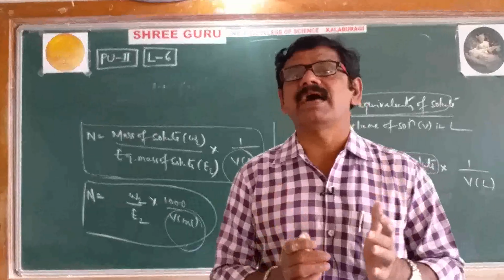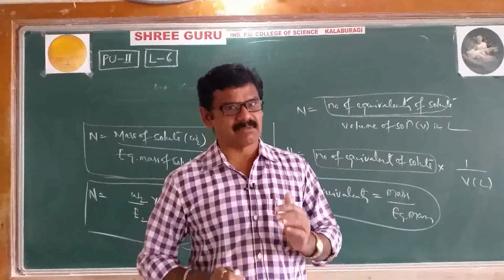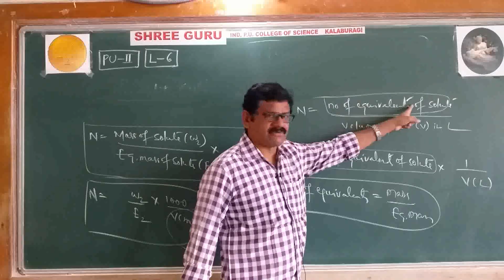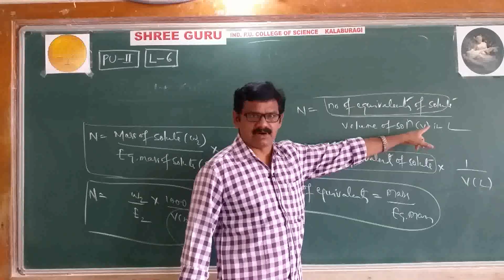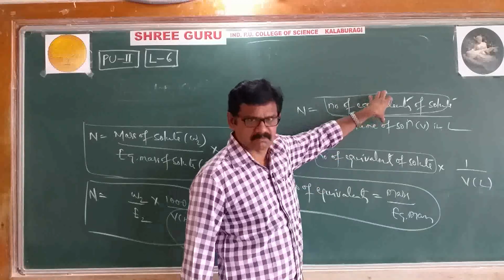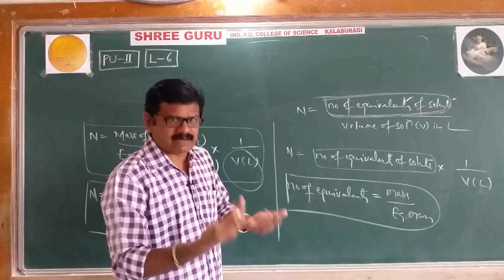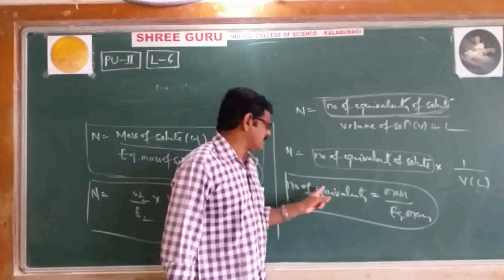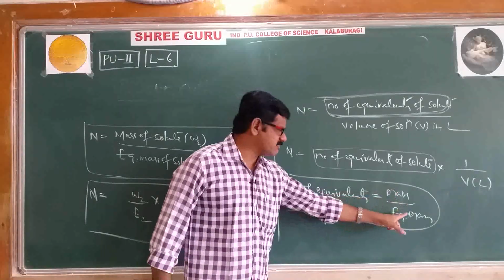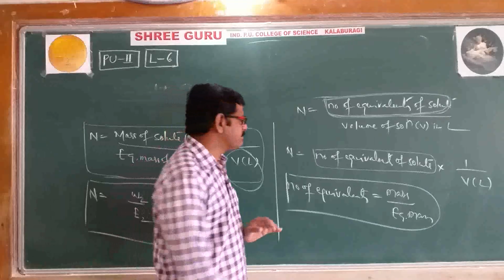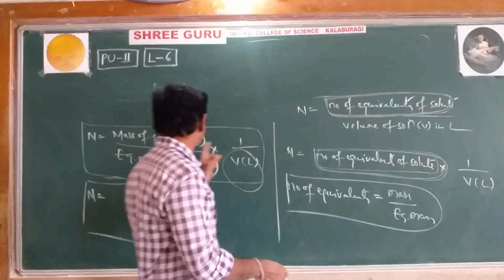Okay, once again, what is the definition of normality? Number of equivalents of solute present in 1 liter of solution is called normality. That's why it is number of equivalents of solute, or number of gram equivalents of solute, in 1 liter volume of solution. This is the basic main formula. Now, how do we get the number of equivalents of solute? Very simple. Number of equivalents we will get just by using mass by equivalent mass. Mass by equivalent mass is nothing but equivalents. That's why in place of equivalents, we will substitute this.